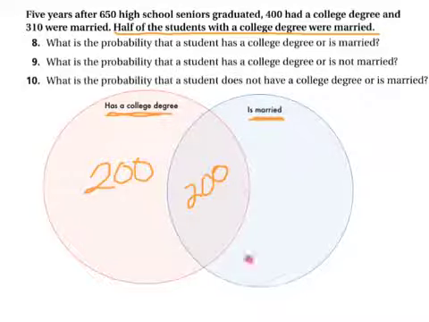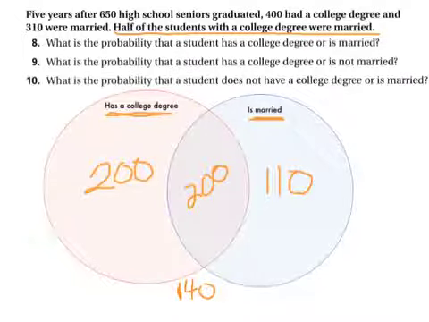This one has to be 310 because it says there were 310 people who were married after 5 years. And so we have to make sure that this is 110. Finally, we have to include the category that is neither of these groups. So if we add these, 200 plus 200 plus 110, this is 200 plus 200 is 400, 510 people, which means there's an additional 140 people who graduated who are not married and don't have a college degree. So that's going to be 140 right there.